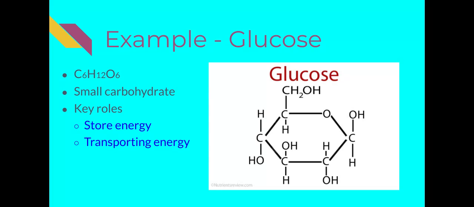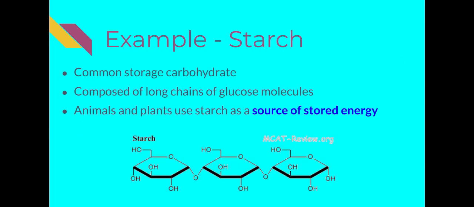It's a very small carbohydrate, and its key roles are to store energy, and also transport energy throughout the body. Next one is starch. Starch is a common storage carbohydrate. It's composed of a long chain of glucose molecules. Animals and plants use starch as a source of stored energy. So animals actually get their starch from plants. So when you consume corn or potatoes or other vegetables, that's actually the starch storage for that plant that you're consuming.